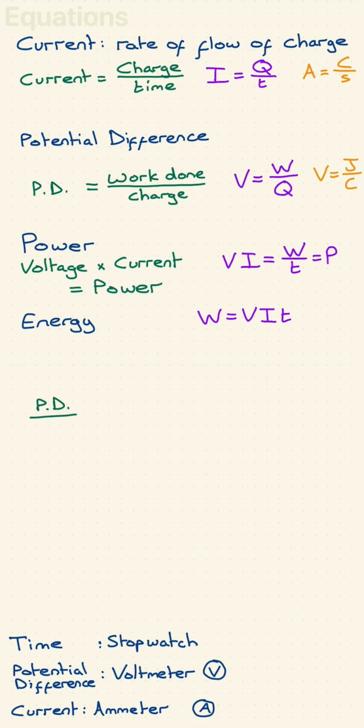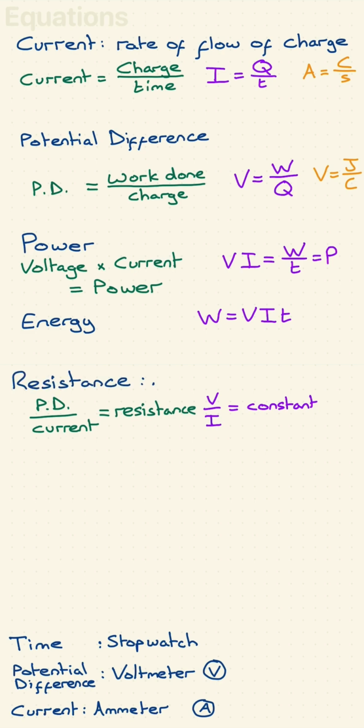We can divide, so let's try PD over current, V over I. And we find that for a normal resistor in a circuit, V over I is constant. It doesn't change. As you know, in physics, we like to give constants names, so this one we're going to call resistance. Yes, I know. You think of resistance as the thing that reduces the current in a circuit. Well, it is that, but it can also be calculated using the equation resistance equals potential difference divided by current. R equals V over I. Surprisingly, perhaps, this is the defining equation for resistance, the ratio of PD to current.